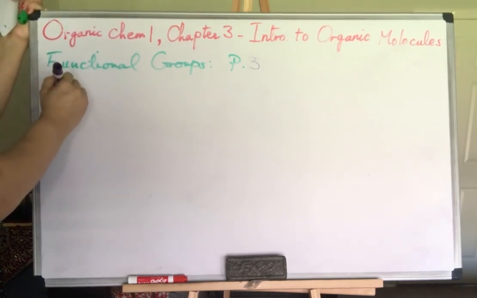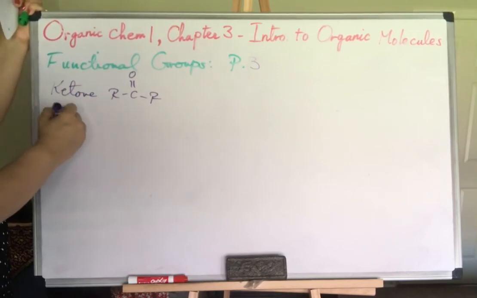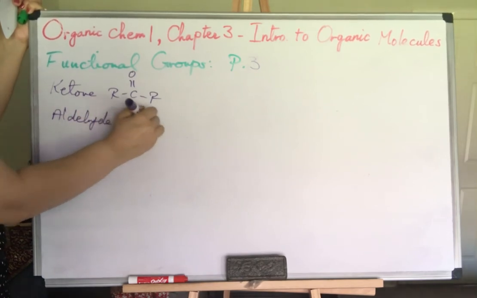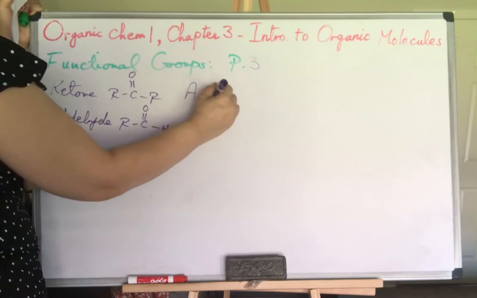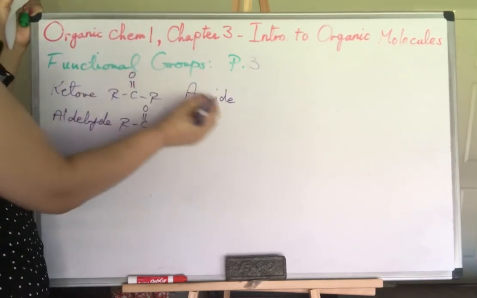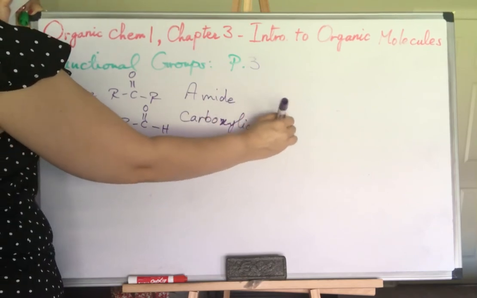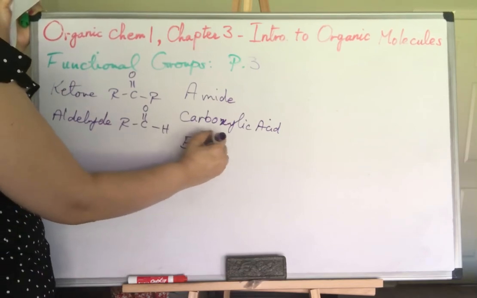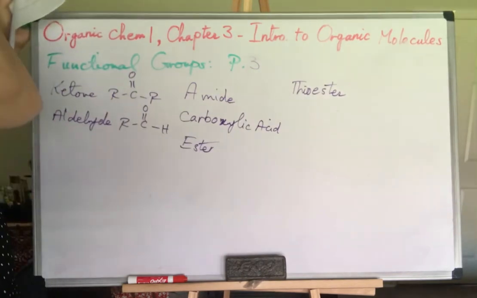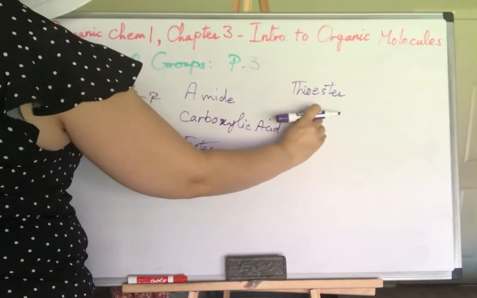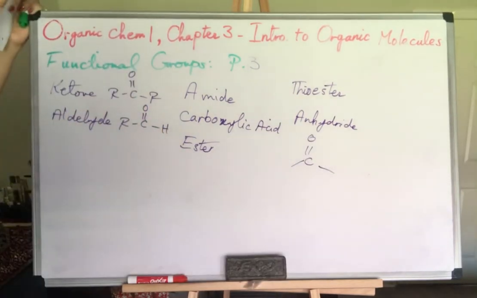I told you, ketone, right? RCOR. Or aldehyde. I'm not going to write the rest of them, but I just write the names so you can come up with the examples. How about amides? CON. How about carboxylic acids? COOH. How about esters? COOR. How about thioesters? COSR. And how about the anhydrides? So if you pay attention from page 4, in the structure of all of them, you see a carbon-oxygen double bond. That's the carbonyl. That's question number 1.